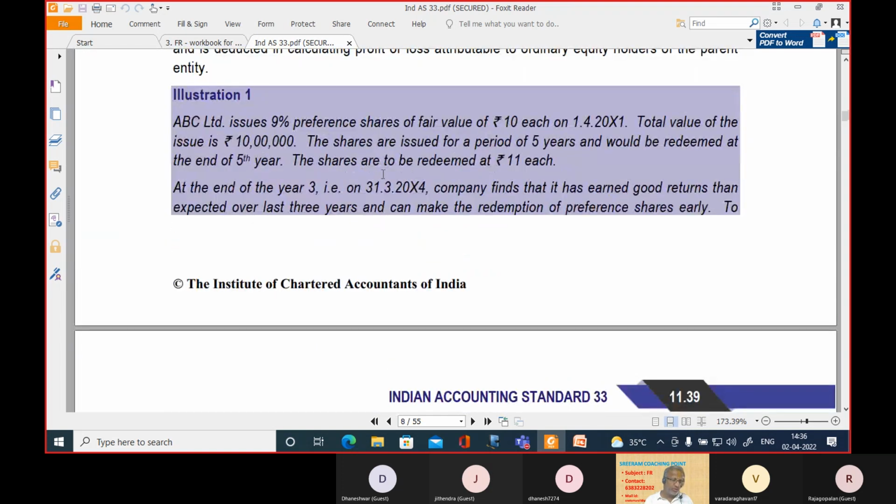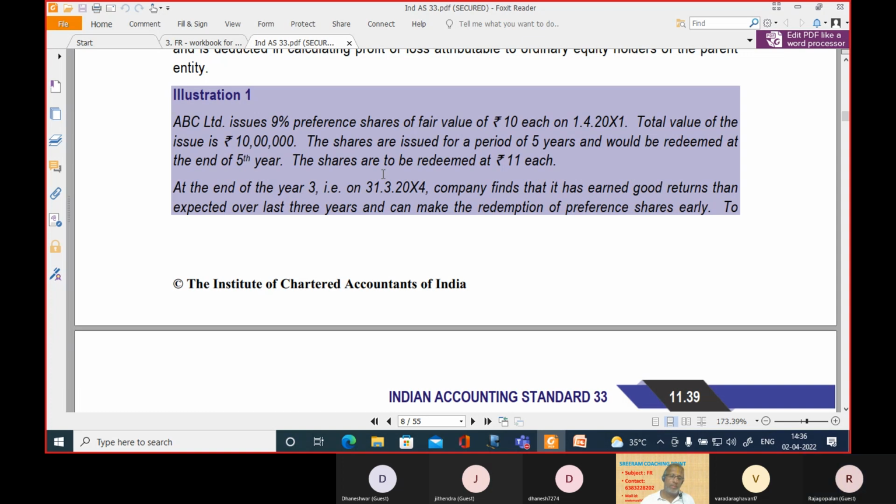Illustration number 1 in the Institute study material. Yes, Rajagopalan will read out this problem. ABC Limited issues 9,000 preference shares of par value rupees 10 each on 1/4/2021. Total value of the issue is rupees 10 lakhs. The shares are issued for a period of 5 years and would be redeemed at the end of the fifth year at rupees 11 each. At the end of year 3, that is on 31/3/20x4, the company finds that it has earned better returns than expected over the last 3 years and can redeem the preference shares early.